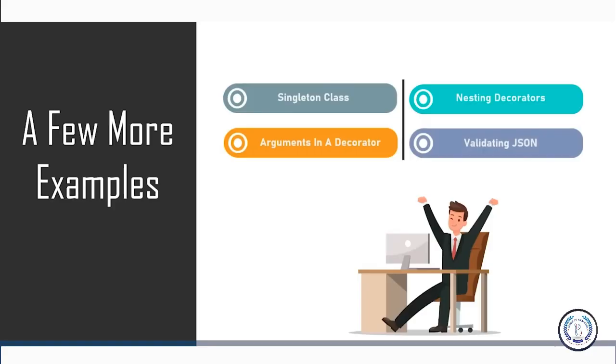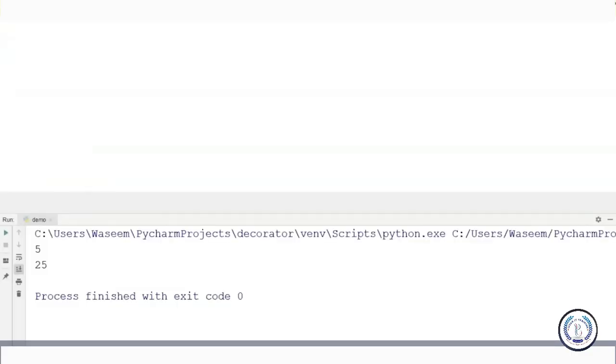Now, sometimes it's useful to have a decorator that can keep track of state. So let's take a few more examples to explain decorators in Python in detail. I'm going to make a singleton class using class decorators. So first of all, I'll import functools, and after this, I'm going to define a singleton class. So I'll name it singleton.